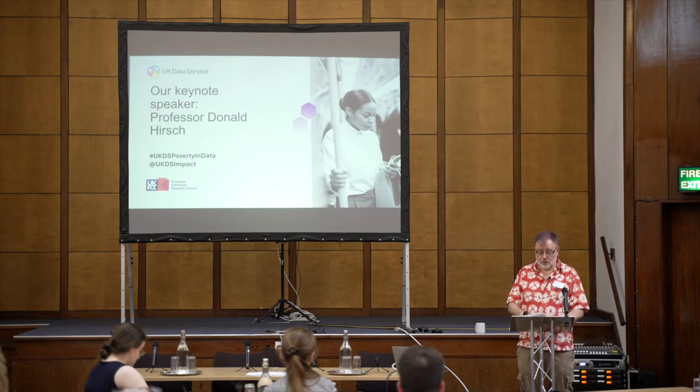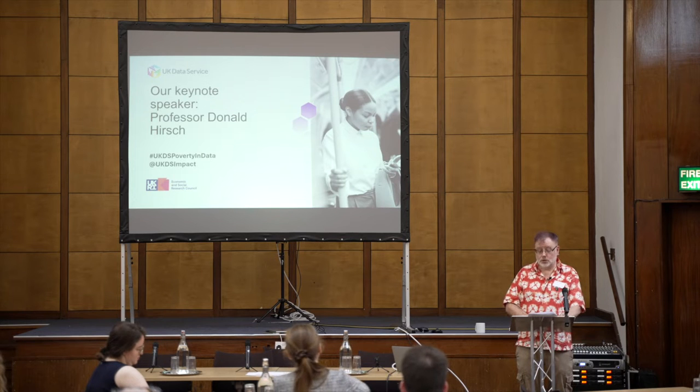So it's time for me to welcome Professor Donald Hirsch to the podium as our keynote speaker. We're delighted to have Donald with us today. Just a little bit about him, in case you've not come across him, and shame on you if you haven't. He has been analysing trends and policies relating to poverty and low income for over four decades. In the 1980s, he was a journalist, latterly on The Economist. In the 1990s, after a period at the OECD, he was an international policy consultant. And between 1998 and 2008, the Joseph Rowntree Foundation's Poverty Advisor.